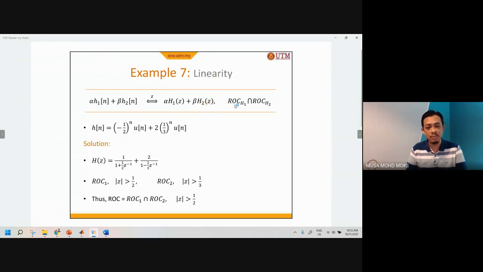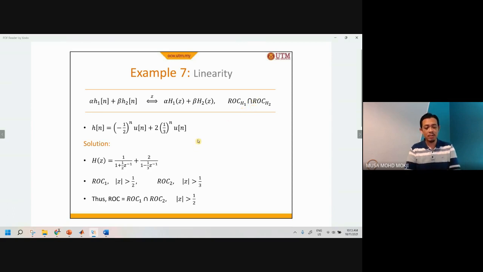But the ROC, okay, the ROC is actually the ROC of H1 because this is a two-system. So it has two ROCs. Each one has its own ROC. So what we have here is you need to do a union between these two ROCs.